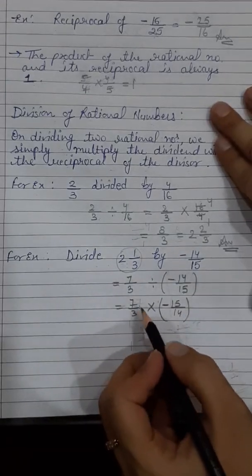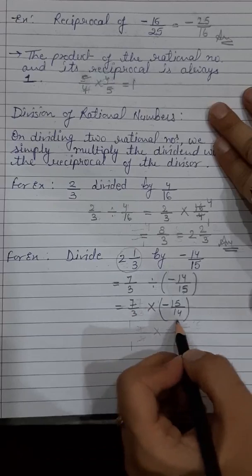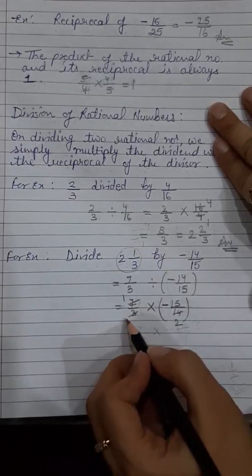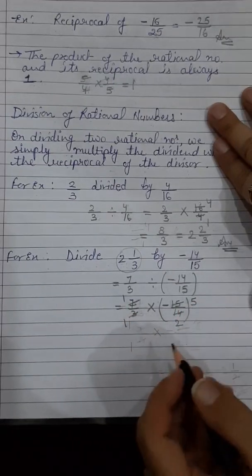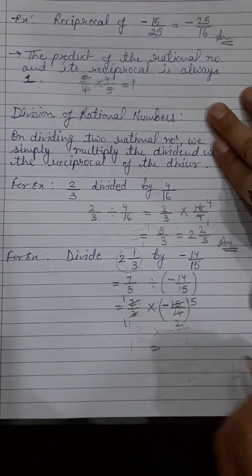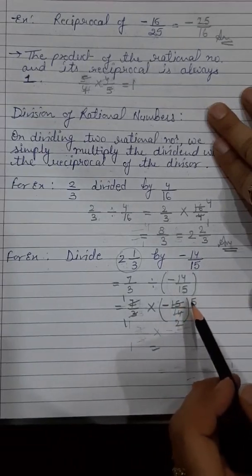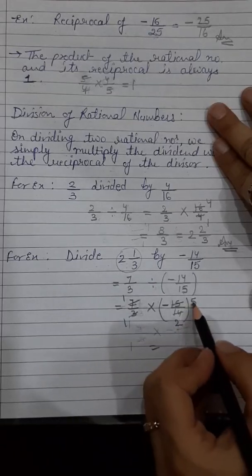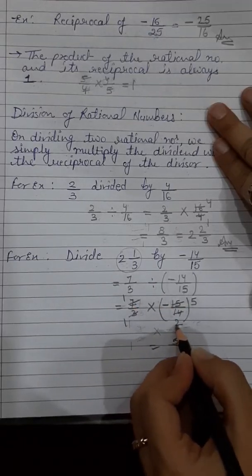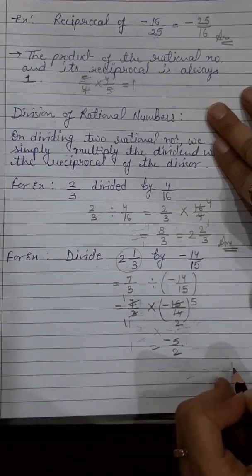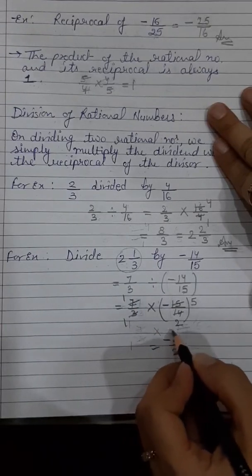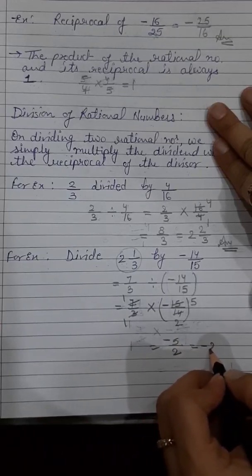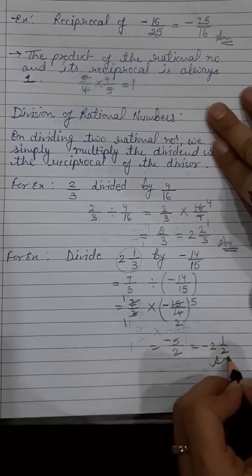Now check, can you divide numerator with denominator? Right, yes. 7 ones are 7, 7 2s are 14, 3 ones are 3, 3 5s are 15. Now further you can't solve. Clear? So you have to just multiply numerators with numerator and denominators with denominator. Right? So 5 ones are 5, 2 ones are 2 with negative sign. Clear? Now convert this improper fraction into mixed fraction. So what will come? Minus 2 whole 1 upon 2 will be the answer.